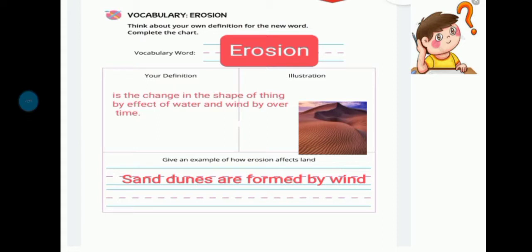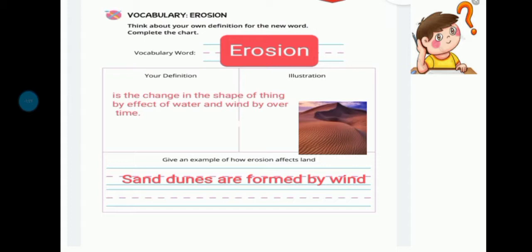Vocabulary word, we will write erosion. My definition for the word erosion: erosion is a change in the shape of things by the effect of water and wind over time. Here I put a picture that illustrates the word erosion.